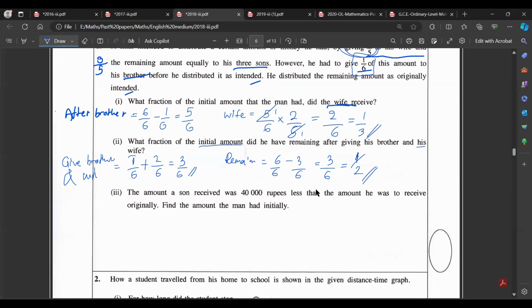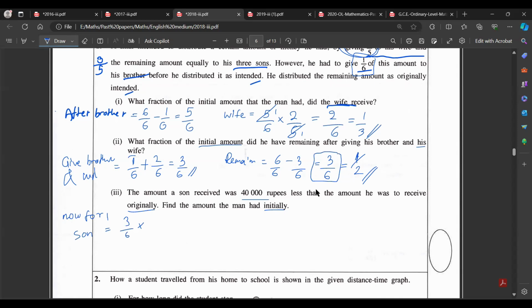Okay. Now, the amount each son received was 40,000 rupees less than the amount received originally. Find the amount the man had initially. Okay. What is the total cost they have? Now, remaining what? 3 out of 6. You have to divide this fraction among all 3 sons, no? 3 out of 6 for all 3 sons.